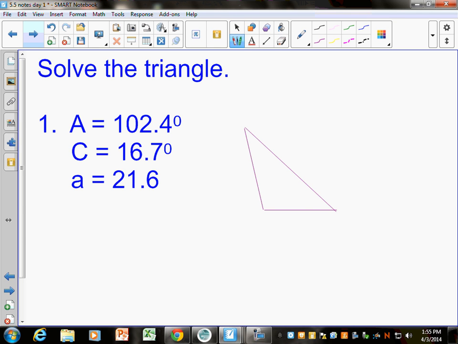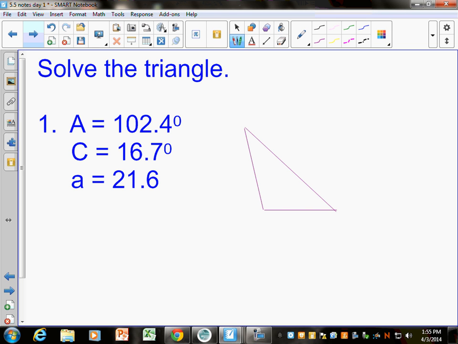Solve the triangle means find every part that's missing. How many parts are there to a triangle? Six. There are 3 sides and 3 angles, and every time they're going to give you 3 things, which means if it says solve the triangle, there are going to be 3 missing parts that you have to find. Okay? I like to label my triangle.